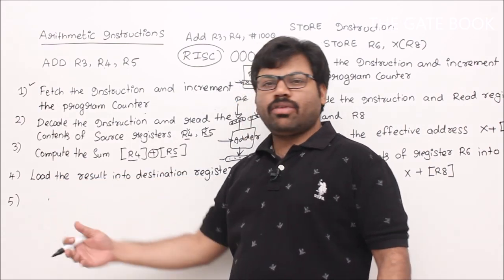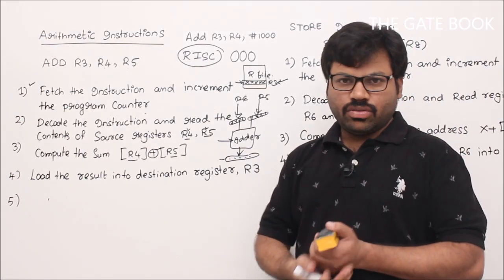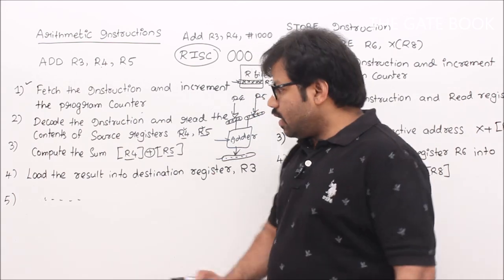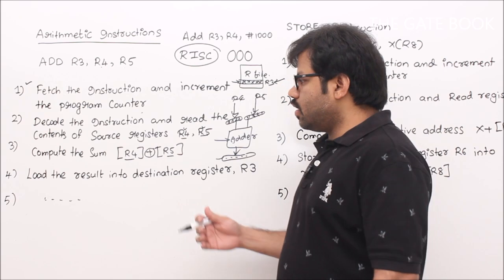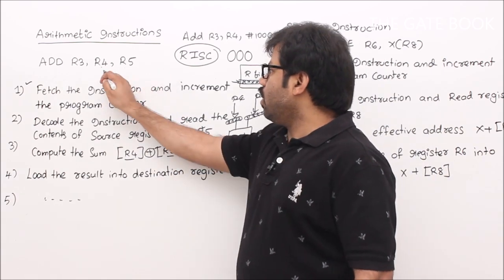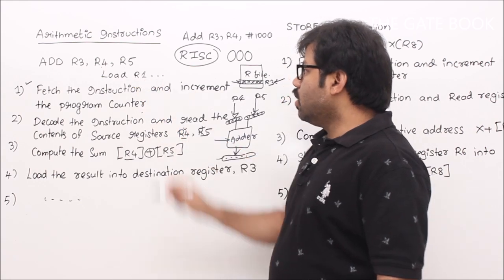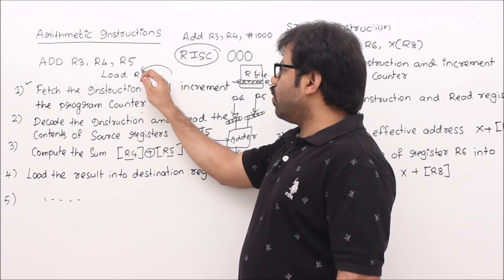Sir, what about step number 5? The operation is already done, right? Everything is done, nothing to do. So in step 5 we can keep quiet, correct? But rather than keeping quiet here, we keep quiet in the fourth step. I will tell you the reason. In the load instruction, if you recall, let's say load R1 something, then in the last step we loaded the value into R1, correct?